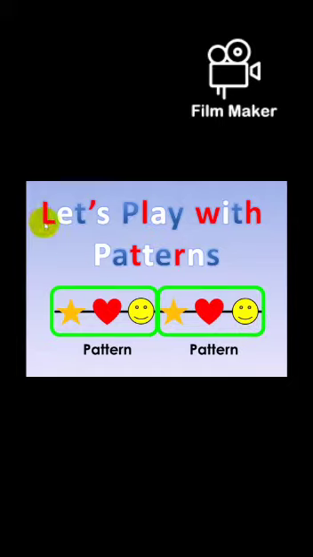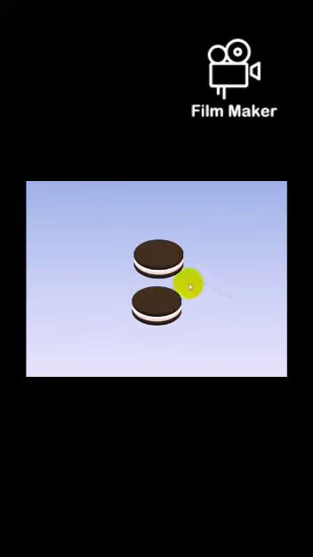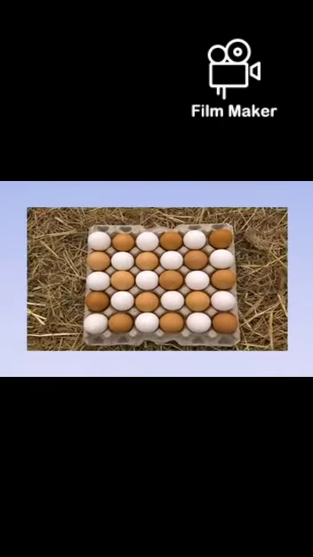Let's look at the color of the words. Red, white, blue, red, white, blue, red, white, blue. Can you figure out the color of the pattern of the words? Yes, it's repeating itself, red, white, and blue. We see patterns in this cookie, black, white, black, white, black. We can see patterns in these eggs, white, brown, white, brown.